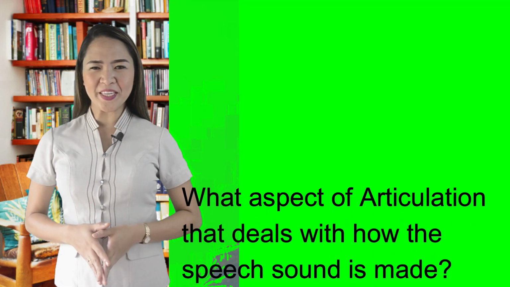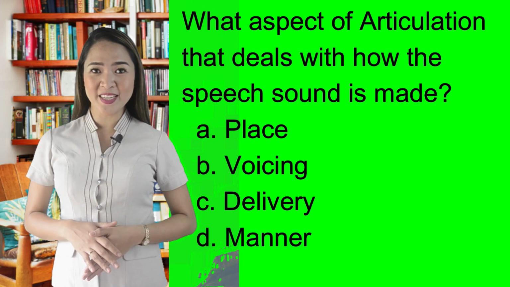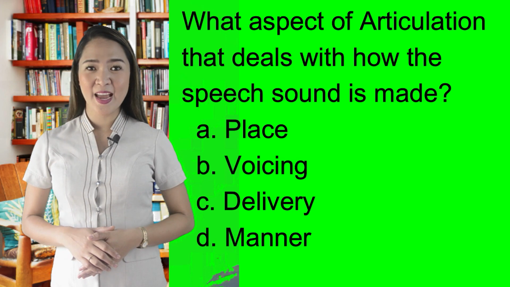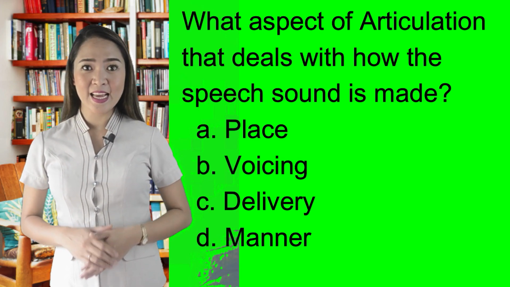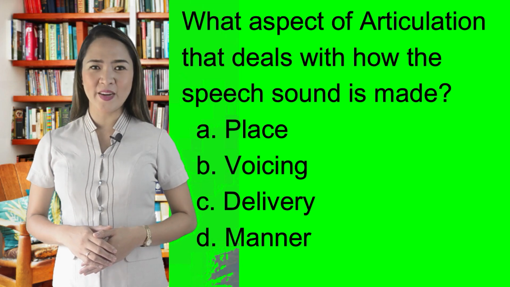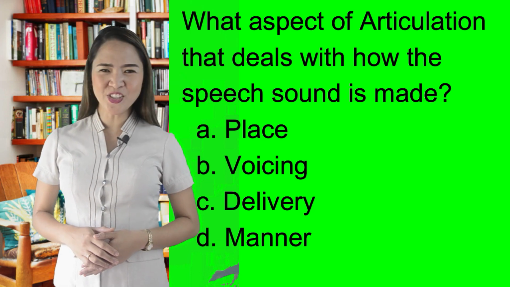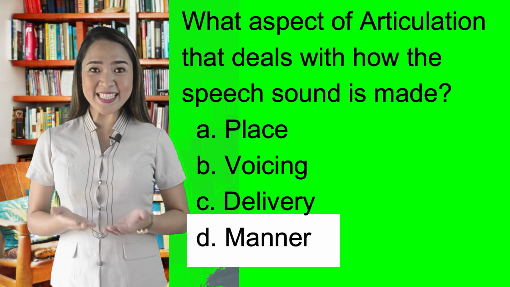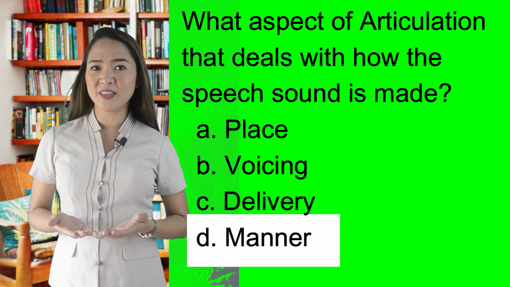Our fourth question is, what aspect of articulation deals with how the speech sound is made? A. Place. B. Voicing. C. Delivery. Or D. Manner. And the correct answer is, you are correct. Letter D. Manner deals with how the speech sound is made.